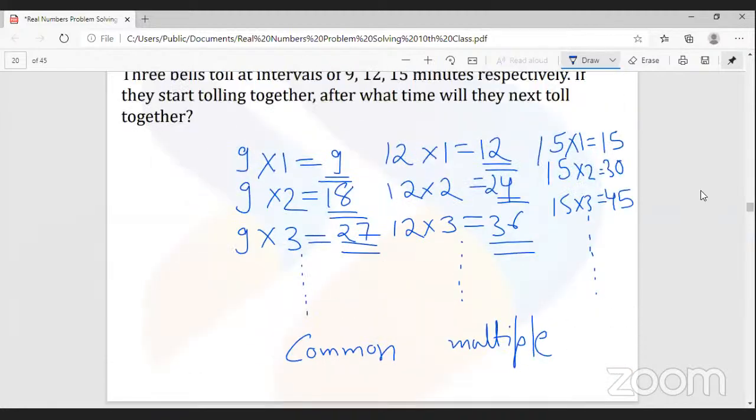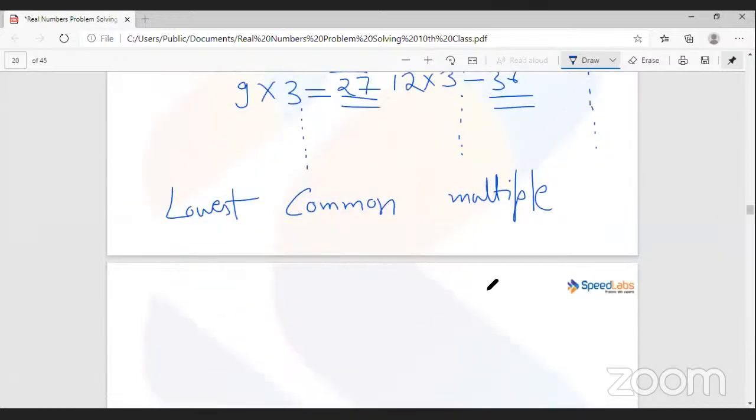And then the next thing is when the bells toll together. There can be many common multiples, but we have to find the lowest common multiple for them to toll together next, because it is asked just after. It is asked, will they next toll together? That is why we have to find the lowest common multiple. So this is the reason why we thought of finding LCM.